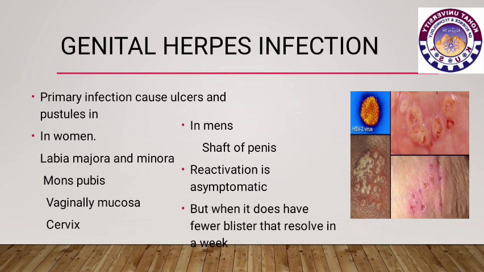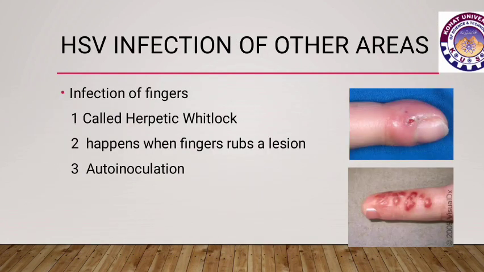In addition to oral and genital infection, HSV can also affect other areas. When it affects the fingertip or nail pad, it's called herpetic whitlow, and this might happen if the finger rubs up against an active lesion around the mouth or genital areas. Once it affects the fingertip, it's also easy for it to get carried over to other areas of the body to spread the infection, a process called autoinoculation.